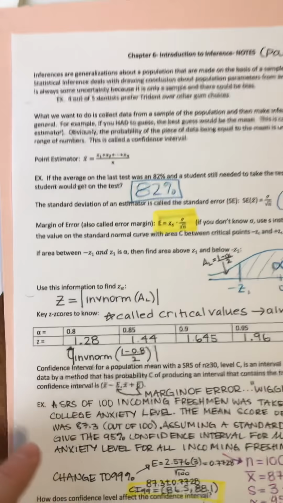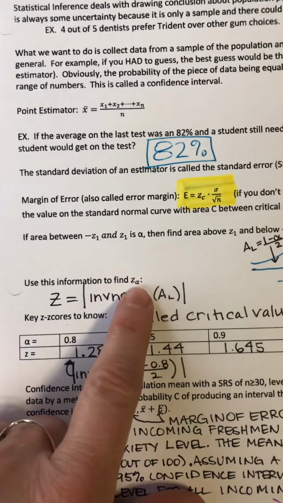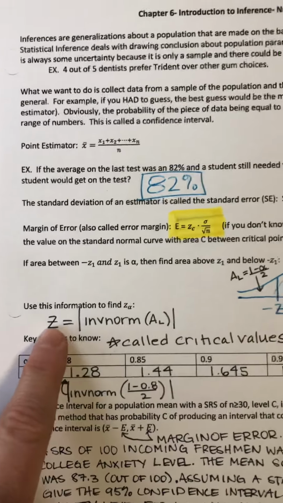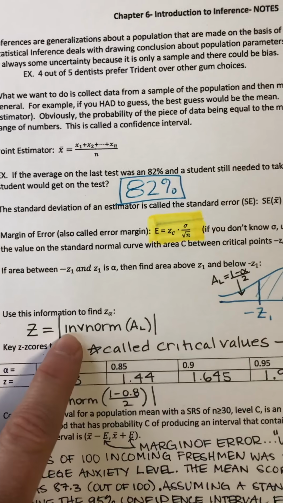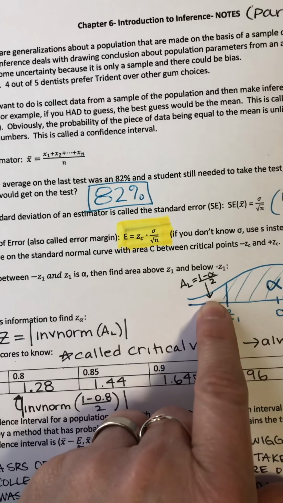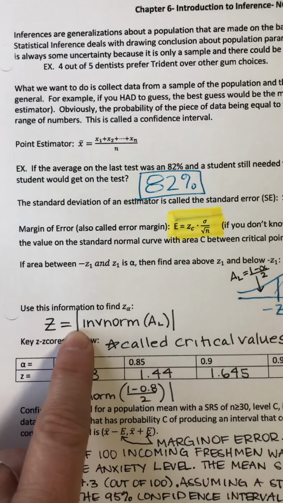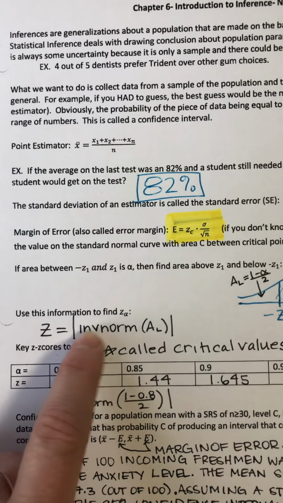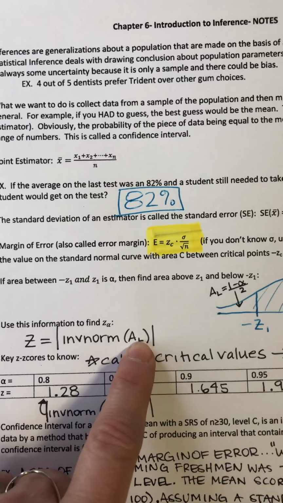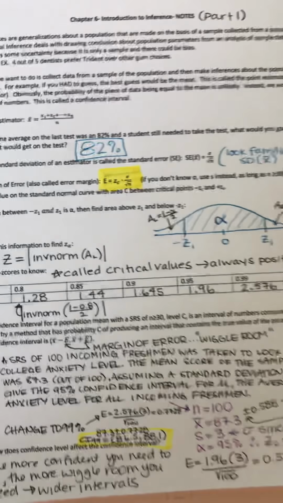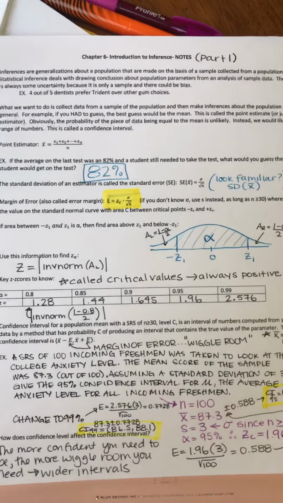So how do we find the critical value, the z value, the z sub alpha or z sub c, same difference. The way you would calculate it is, if we knew the area of this tail to be 10%, you would take the absolute value, and that's just to make it positive, of the inverse norm of the area to the left. These things are called critical values, and they are always positive.